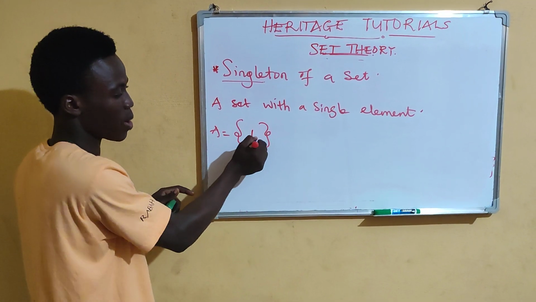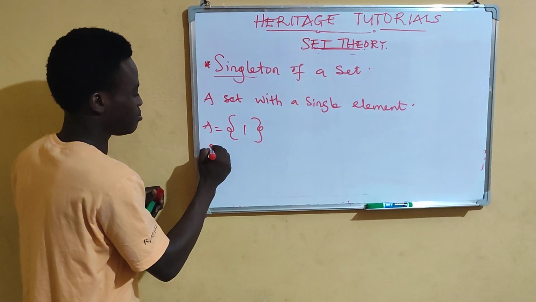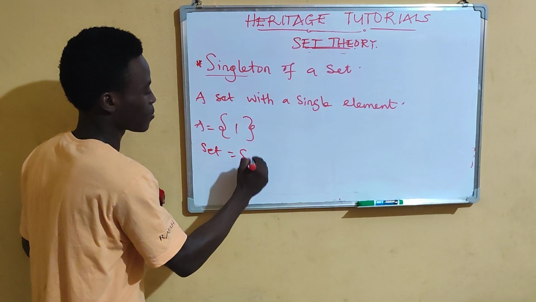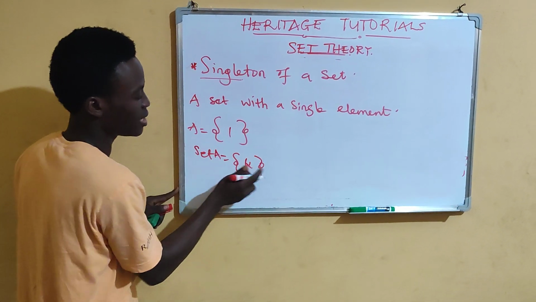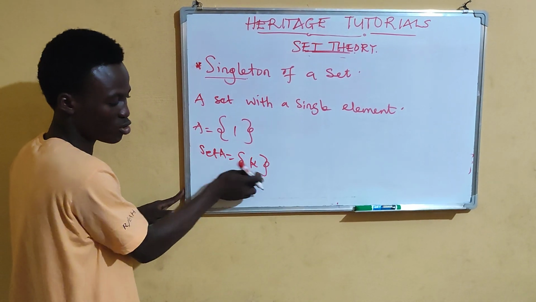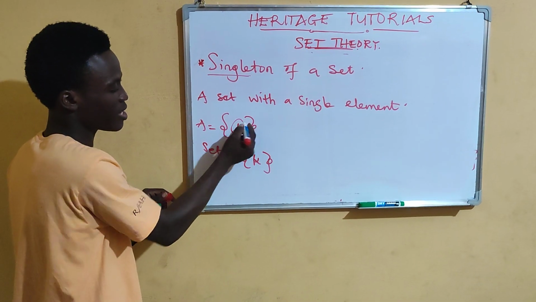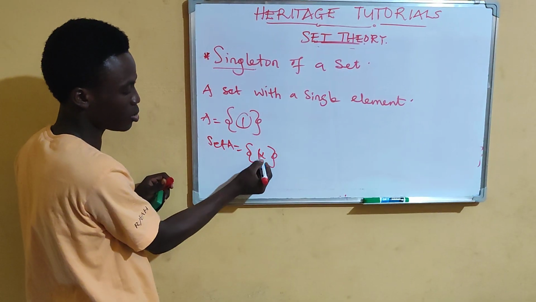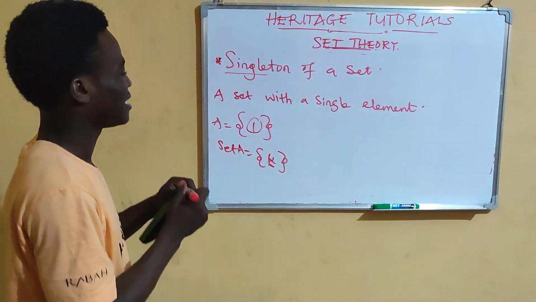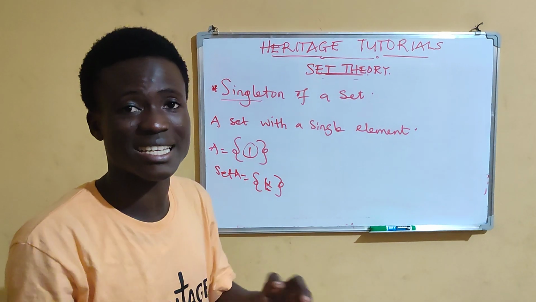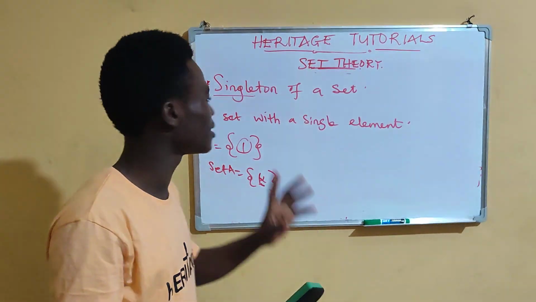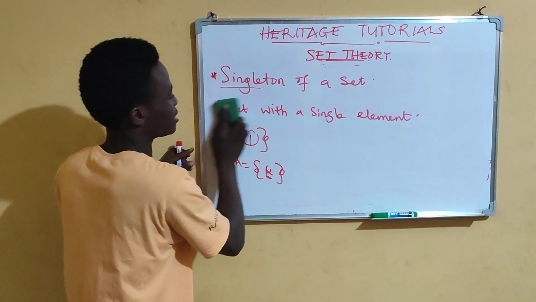I'm not referring to this one as a number. It can be set B, set A, or set A can be, let's say, K for example. It's still a singleton. Why? Because I'm having just one element. I'm referring to the number of elements that is inside. So that's what they mean by a singleton set: a kind of set that has just one basic element. So I think we get that.